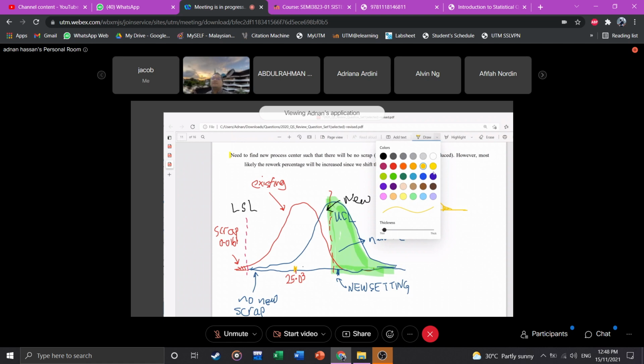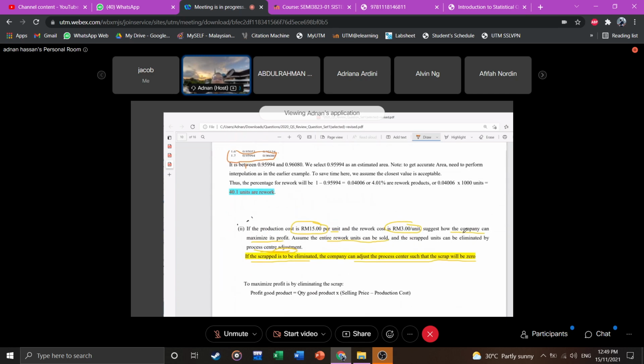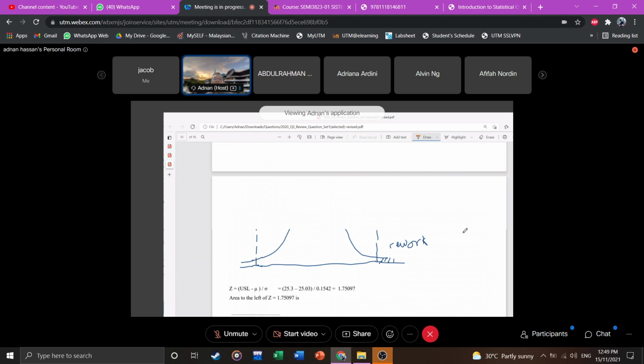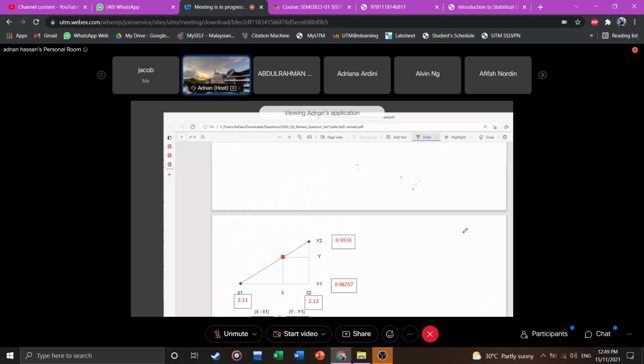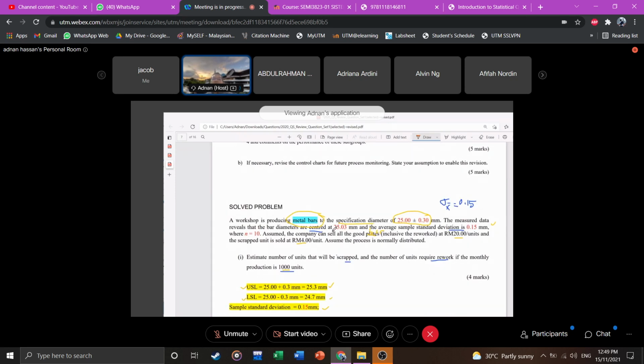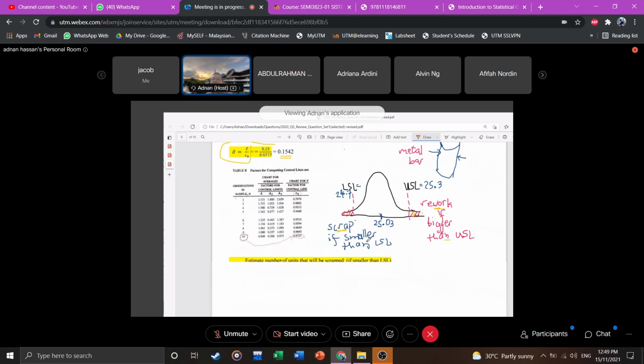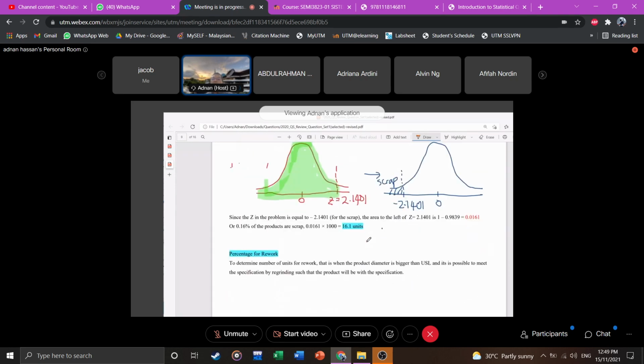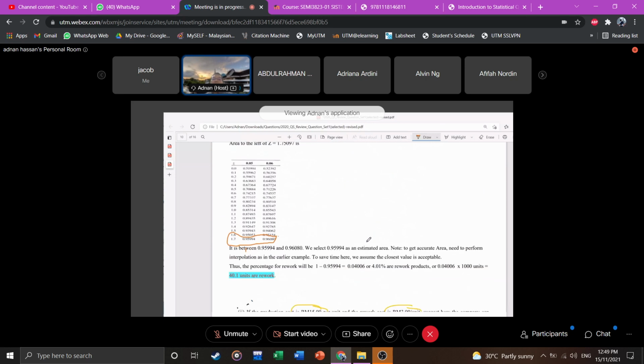How can we eliminate this? The center is 25.03. How do I know this 25.03? This is from the question here: the bar diameters are centered at 25.03. So at this center, it still produces scrap and rework. So how can I eliminate scrap?